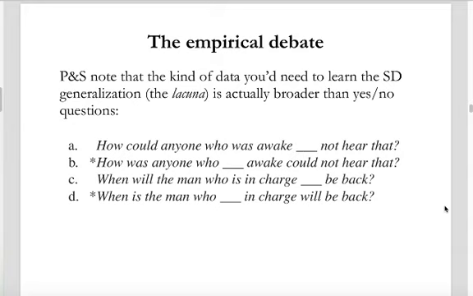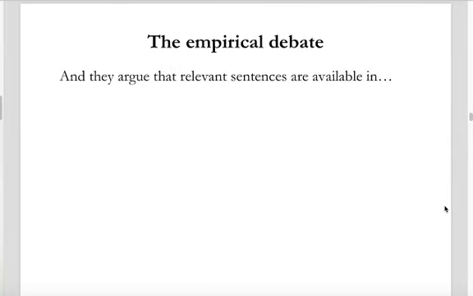So Pullum and Scholz point out that, first of all, nobody's ever shown any evidence that we don't get lacuna sentences like these. And second of all, there's a broader variety of sentences in the lacuna than people have said previously. It's not only yes-no questions that can help you learn this structure-dependent generalization from your linguistic input. It's also these kinds of WH questions. So their next move here is going to be to show, actually, they're not so inaccessible after all.